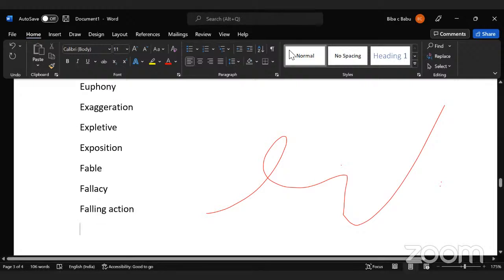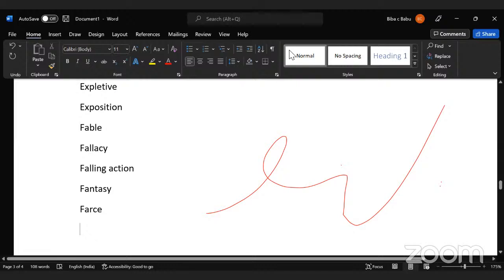Next is falling action. Falling action takes place just after the climax. Usually it happens in a tragedy, in a story or action, just after the climax. And this falling action leads to the resolution. Next is fantasy. Fantasy is an act of imagining things, especially a pleasant situation. When you imagine something very pleasant, it is called fantasy.